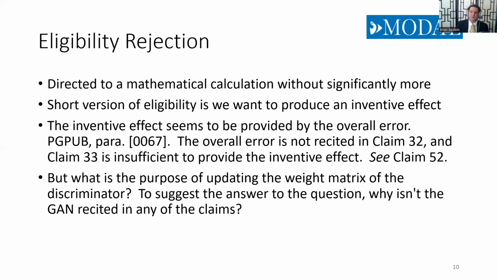And if you look at claim 33, it's not really sufficient to provide the inventive effect, right? That's what we were doing on the previous slide with regard to our proposed claim 52, is we're trying to clarify the inventive effect. But the question is what is the purpose of updating the weight matrix of the discriminator, right? And to kind of suggest the answer to this question, why isn't the GAN recited in any of the claims, right? We have a generator, but that's not really what the GAN is here.